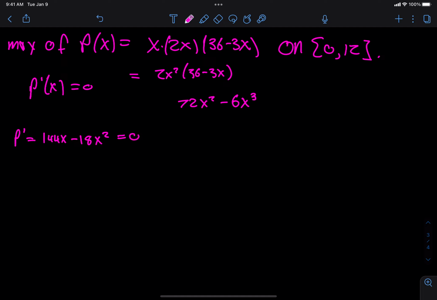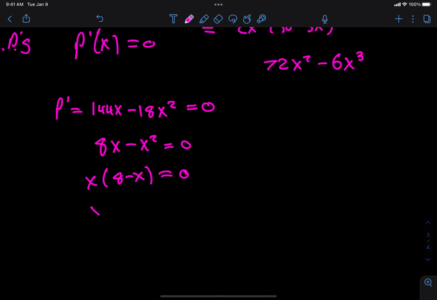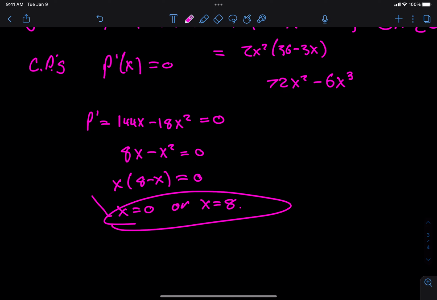Okay, and we set it equal to 0. So divide both sides by 18. 18 goes into 144, right? What is it, like 8? Yeah, it's 8. 8x minus x squared equals 0. And then we can factor the left-hand side as x times 8 minus x is equal to 0, and therefore x is either equal to 0 or x is equal to 8. So these are my critical points.